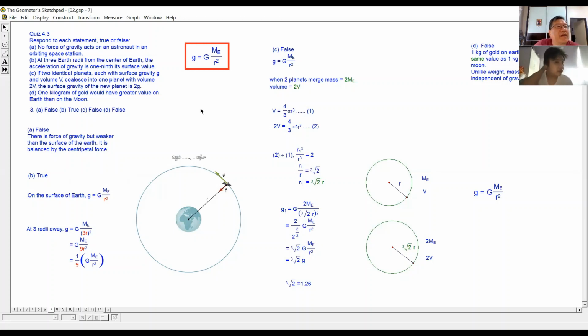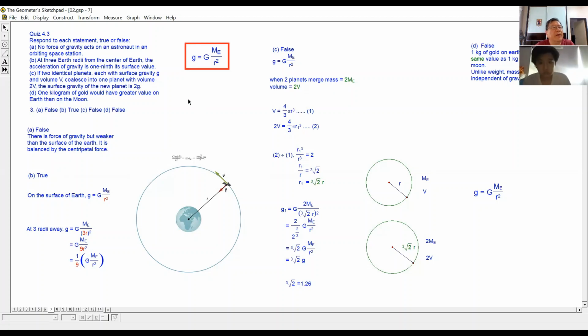Respond to each statement, true or false. No force of gravity acts on an astronaut in an orbiting space station. At 3 Earth radii from the center of Earth, the acceleration of gravity is 1/9 its surface value. If two identical planets, each with surface gravity g and volume V, coalesce into a planet with volume 2V, the surface gravity of the new planet is 2g. 1 kilogram of gold will be of greater value on Earth than on the moon.